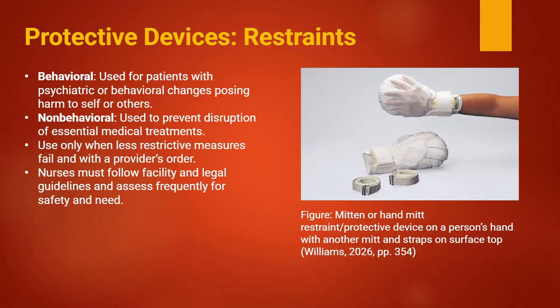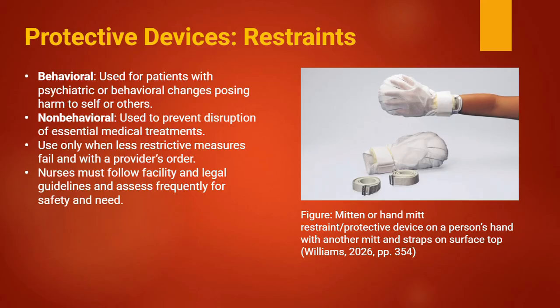If restraints must be used, a licensed provider's order is required and must specify the reason, type, and duration of restraint use. In an emergency situation, a nurse may apply a restraint to prevent immediate harm, but must obtain the order within a short, facility-specified time frame, usually 1 hour.